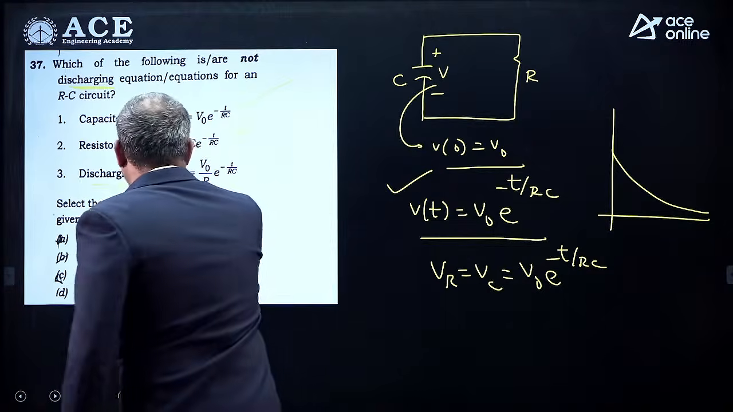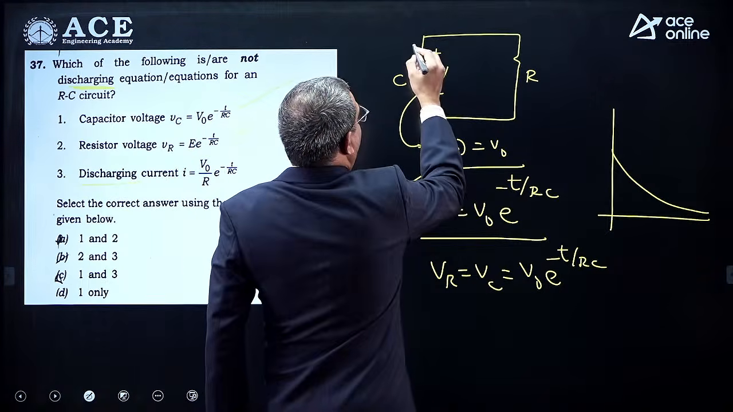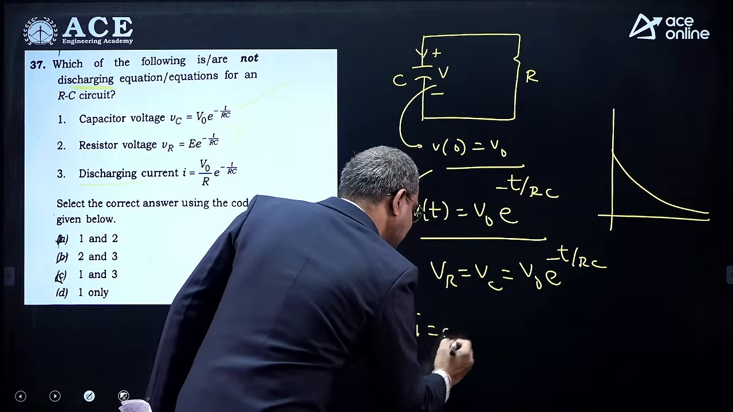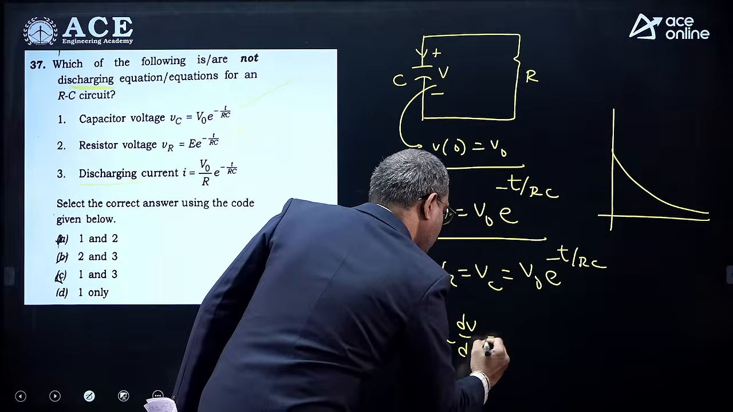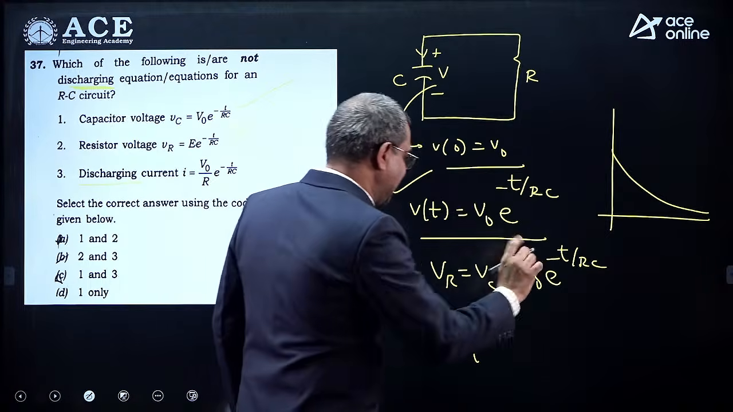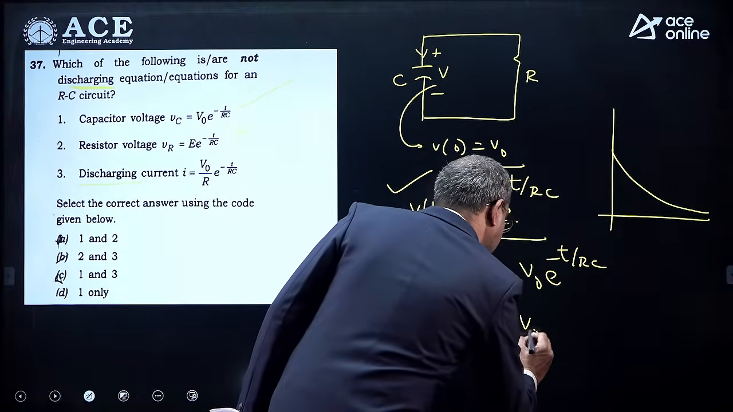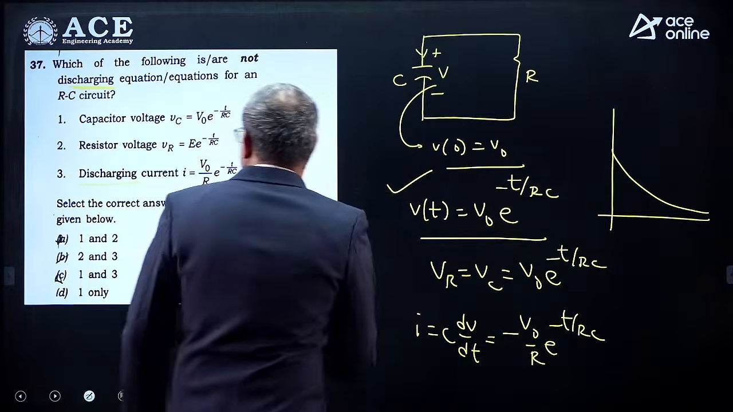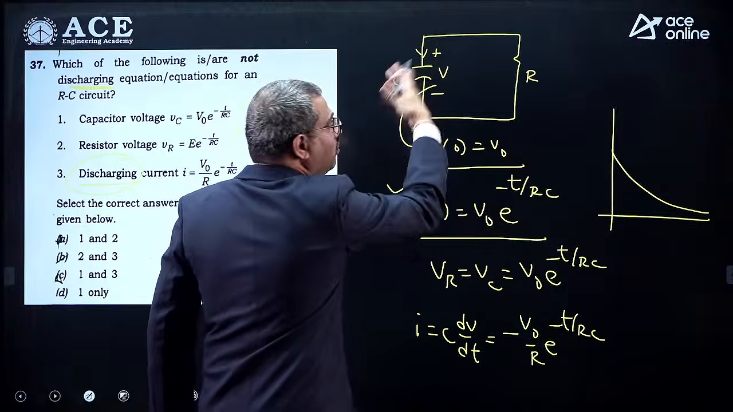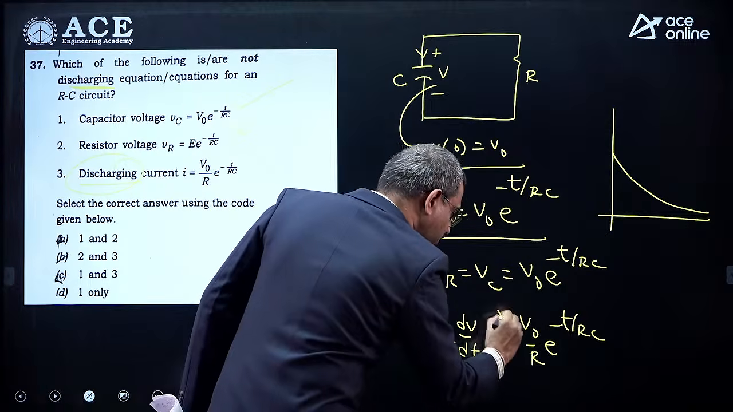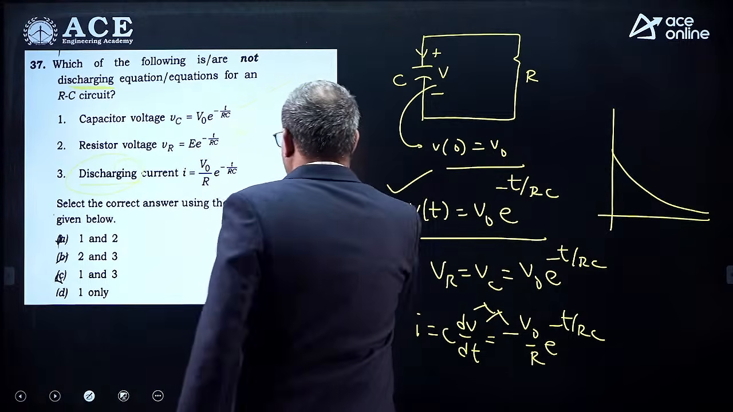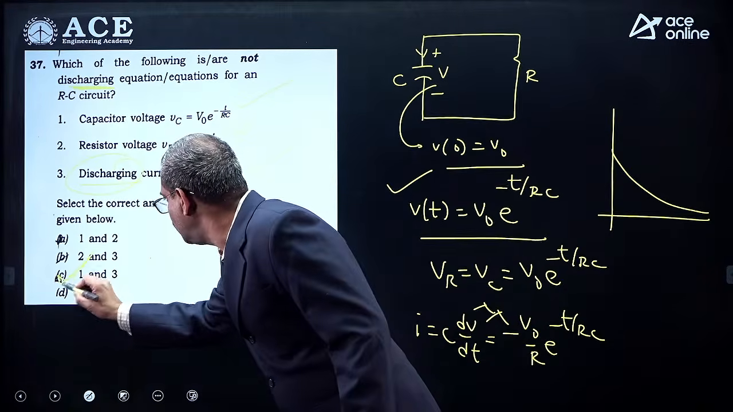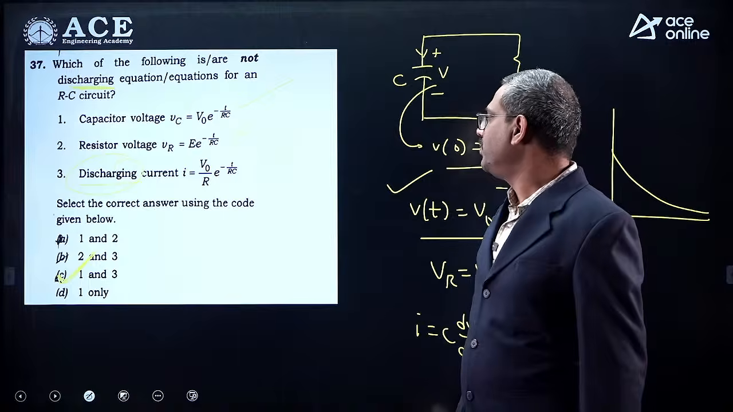Then the discharging current. While charging we take one expression; while discharging, I is C dV by dt. If you do this, you will get a minus sign, but nothing is controversial. You get minus V naught by R e power minus t by tau. But because he mentioned the term discharging current, the capacitor is now discharging and acting like a source, so this minus will not affect anything in this case. So this is also correct. So 1 and 3 are correct.